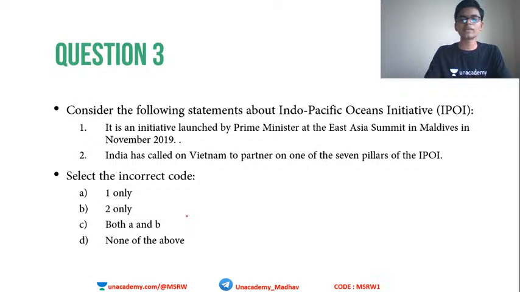Third one is about the Indo-Pacific Oceans Initiative, IPOI. 1. It is an initiative launched by the Prime Minister at the East Asia Summit in Maldives in November 2019. 2. India has called on Vietnam to partner on one of the 7 pillars of IPOI. Select the incorrect code.